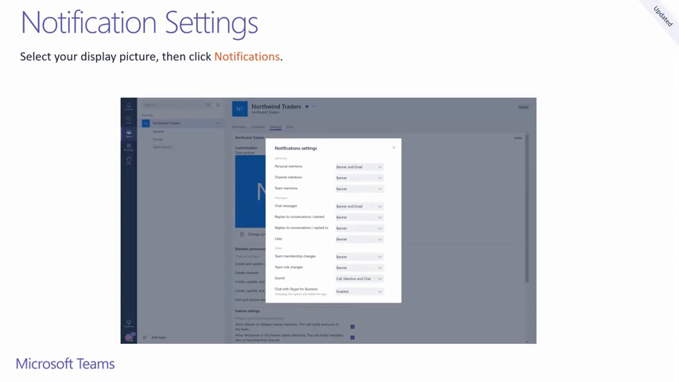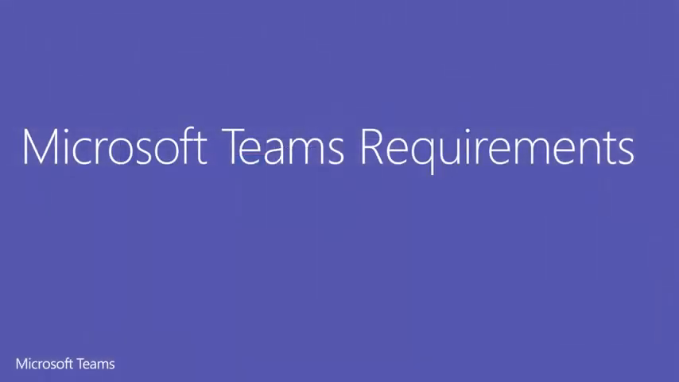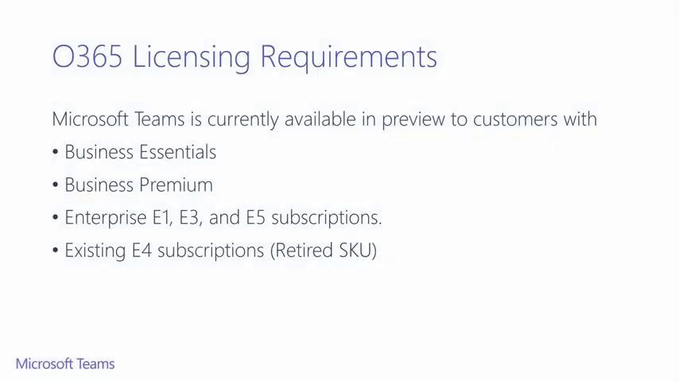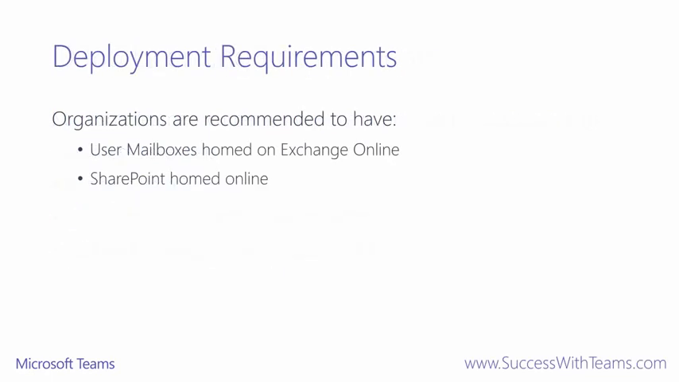If the tenant settings allow Skype for Business interop, individual users can come here to disable that for themselves. Let's move on to the requirements that are needed to use Microsoft Teams. These are the subscriptions that Microsoft Teams will be available for at launch. You'll need to be a part of Business Essentials or Business Premium, or have an Enterprise E1, E3, or E5 SKU. And customers who have an existing E4 subscription will also get Microsoft Teams.